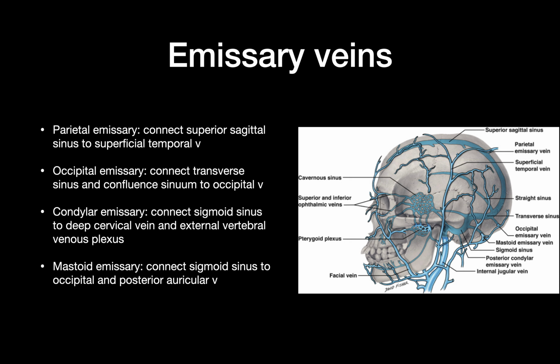Emissary veins drain the scalp and the bone. The parietal emissary veins connect the superior sagittal sinus to the superficial temporal vein. The occipital emissary connects the transverse sinus and confluence of sinuses to the occipital vein. The condylar emissary connects the sigmoid sinus to the deep cervical vein and the external vertebral venous plexus. And then the mastoid emissary connects the sigmoid sinus to the occipital and posterior auricular vein.